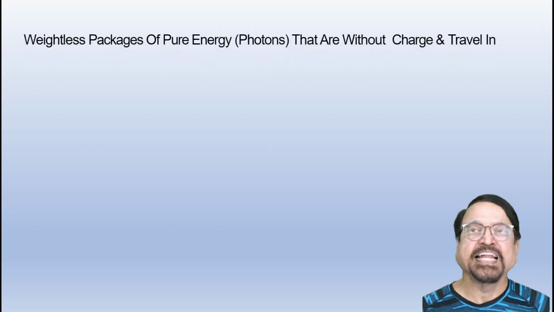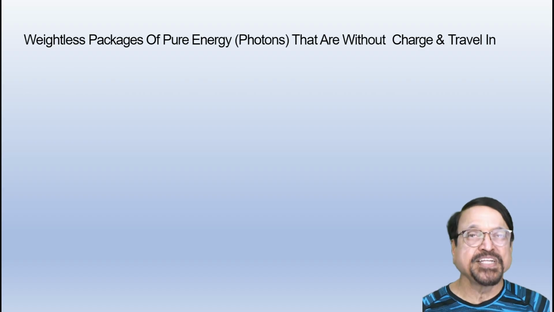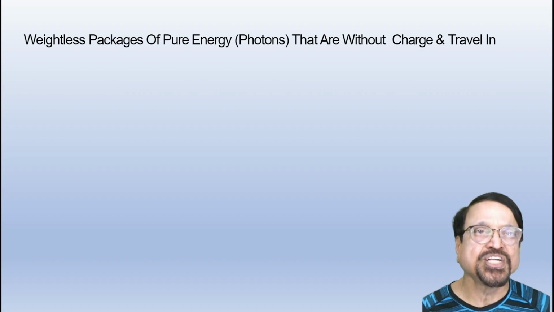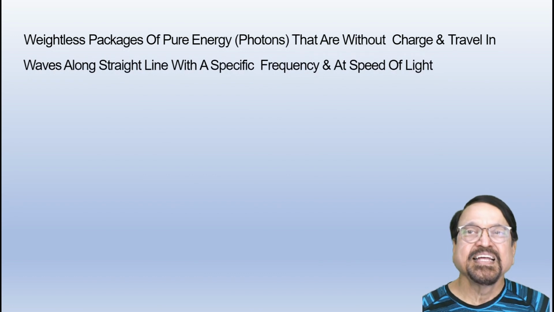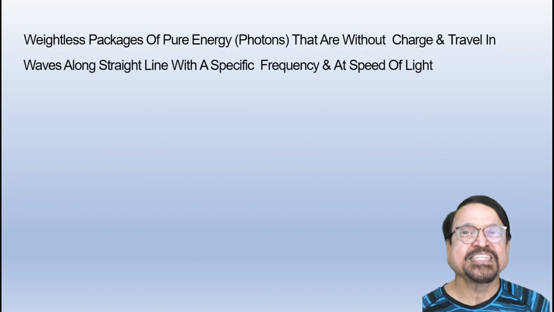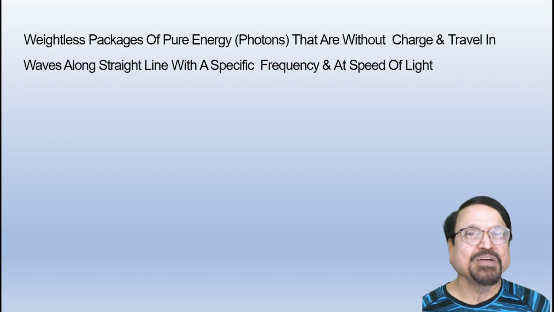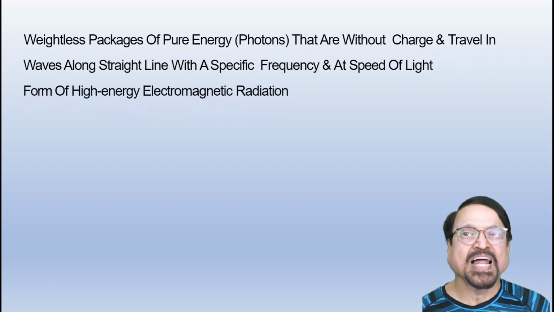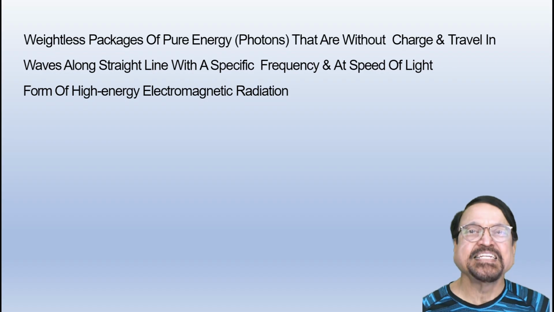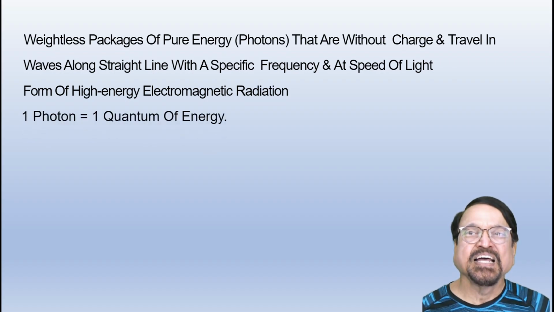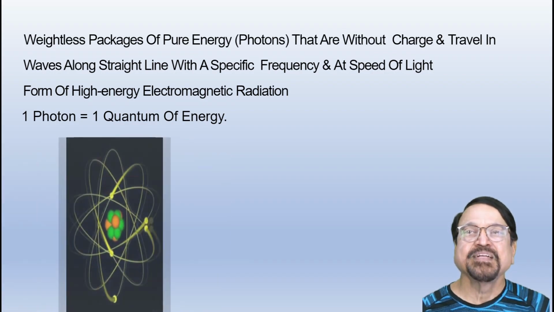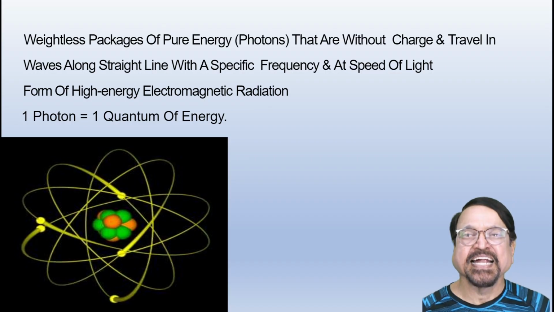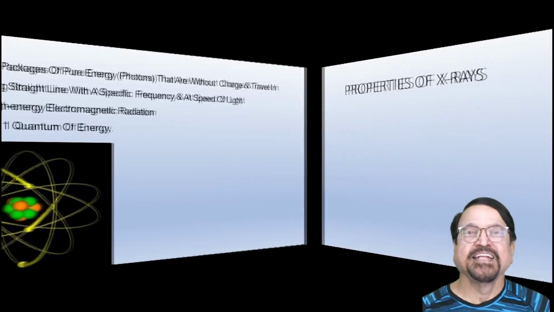We have a detailed lecture. They are weightless. They are packages or pockets of pure energy, photons, that are without charge and travel in waves in a straight line with a specific frequency and at the speed of light. It is a form of high energy electromagnetic radiation. One photon is equal to one quantum of energy. That is the measure; they decided that one photon will have one quantum, that is standardization.